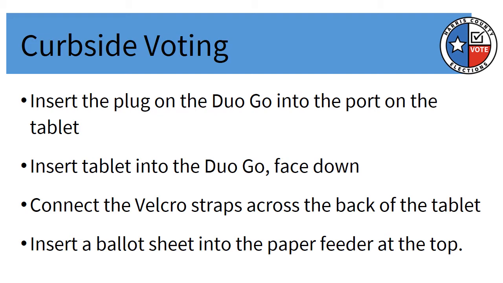Insert the plug located inside the Duo Go into the port on the lower side of the Duo tablet. Insert the tablet into the Duo Go cradle face down. Connect the Velcro straps across the back of the tablet. Insert a ballot sheet into the paper feeder at the top. Once the paper has stopped feeding, close the door and latch it. Remove the charger from the Duo Go.